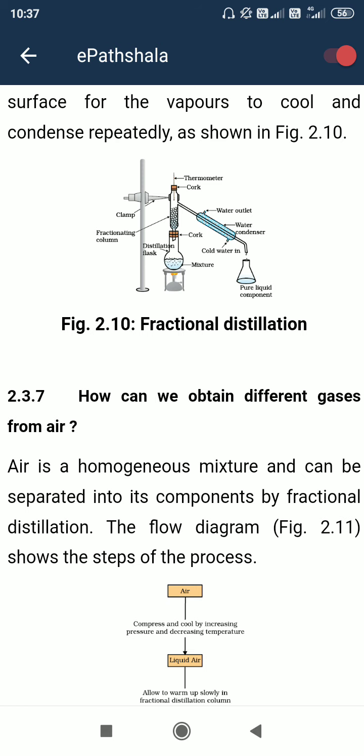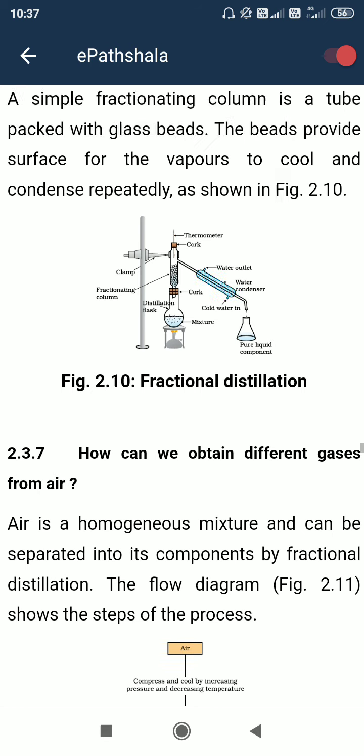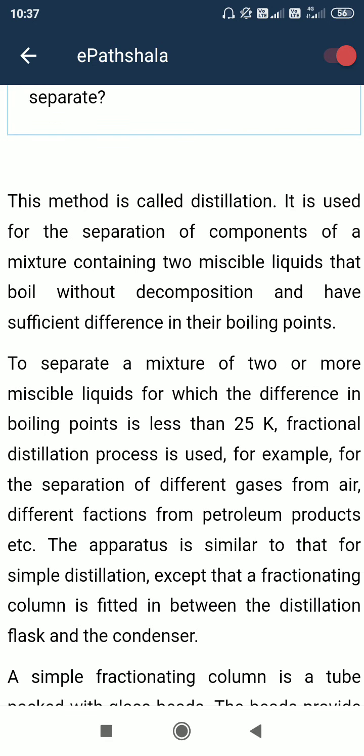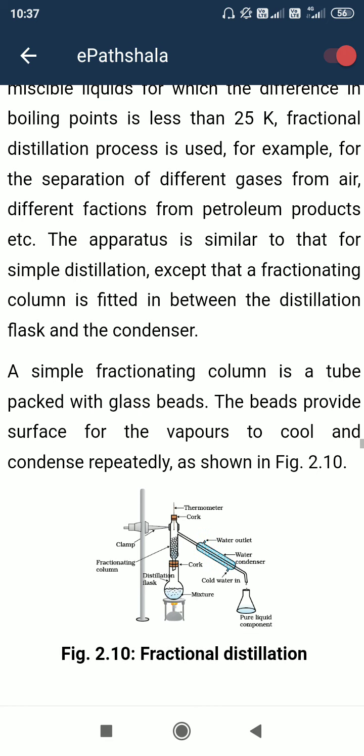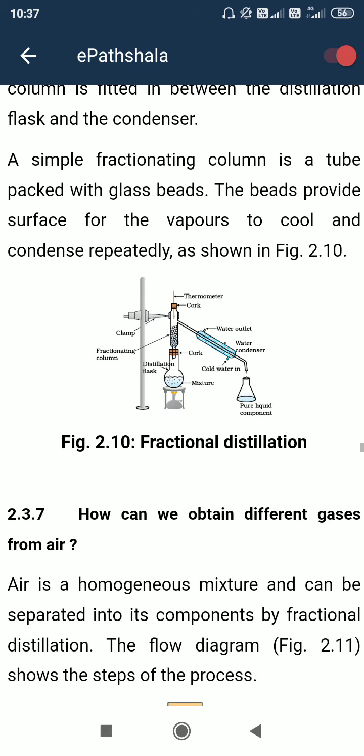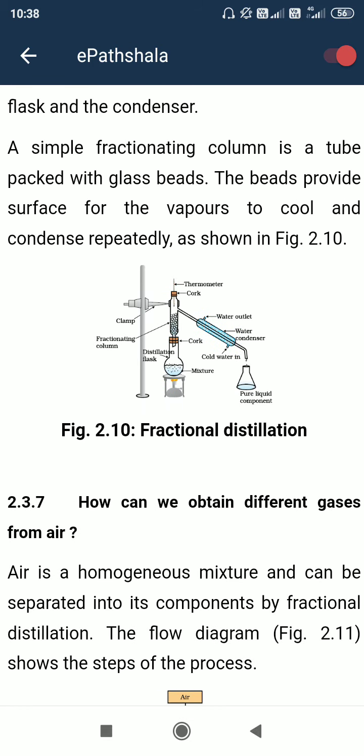In this case, a fractionating column is attached. This is an extra advantage. The fractionating column makes fractionation happen. There is a difference in boiling points, which means some components will evaporate and some will not. A simple fractionating column is a tube packed with glass beads. The beads provide surface for the vapors to cool and condense repeatedly, so it gives a more advanced technique.